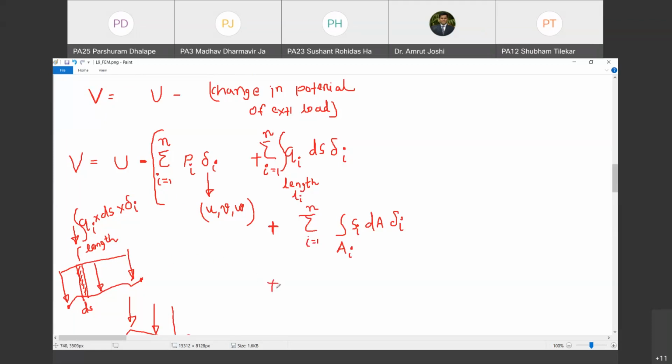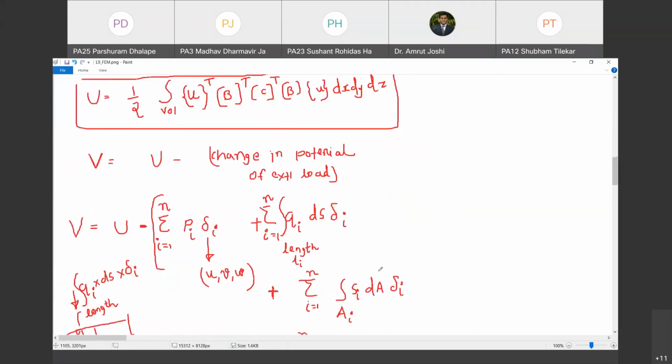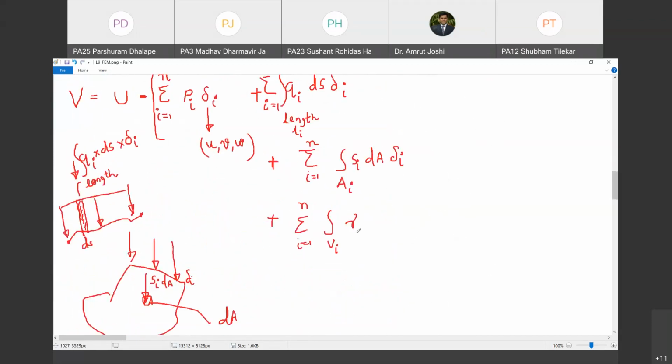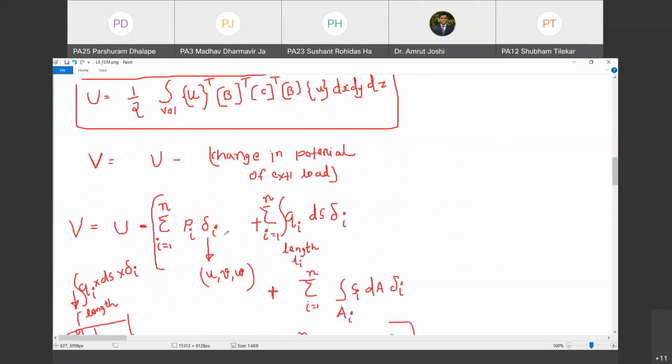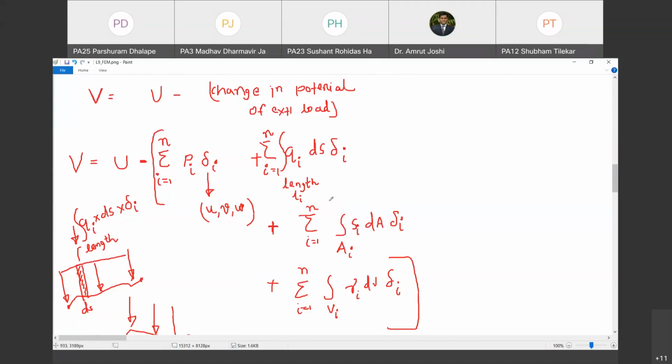On similar lines, I can write summation I running from 1 to n, integration now over the volume. We are looking at the body load, and for the body load we have taken the notation gamma. So it is going to be gamma I multiplied by dB multiplied by delta I, where delta I is again a function of u, v and w at the location where this load is acting. So this is the expression for change in potential of external loads. Do you agree with me? Type your response in the chat box.